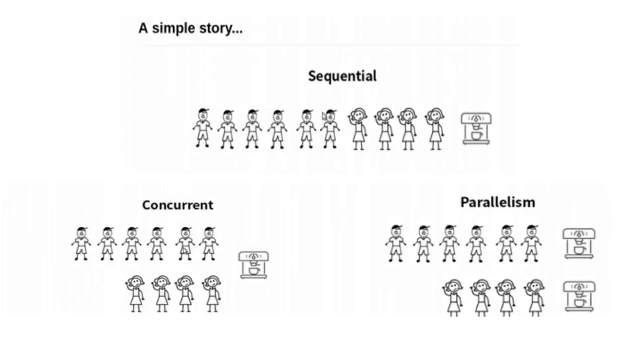Now we have a simple story, a diagrammatic representation which shows sequential, concurrent and parallel processing. When you look at the diagram itself, we'll come to know the difference between sequential, concurrent and parallel processing.